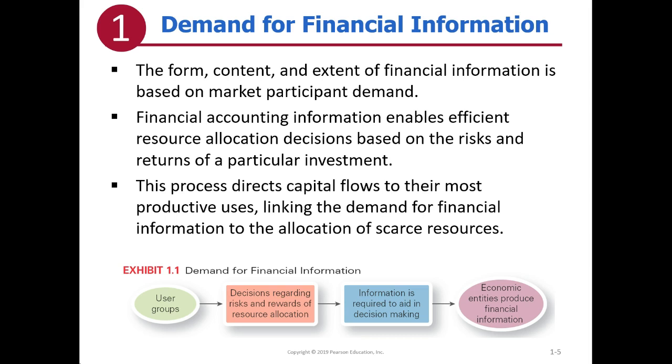Let's give the information to the user groups who actually want to make decisions about how to spend their capital. If they get good information, they can make wise investment decisions that are good and enable efficient resource allocation. So basically, the process directs capital flows to their most productive uses. So the demand for financial information is there regardless of what groups and entities drive it. It's there because there's demand for it based on economic reasons.